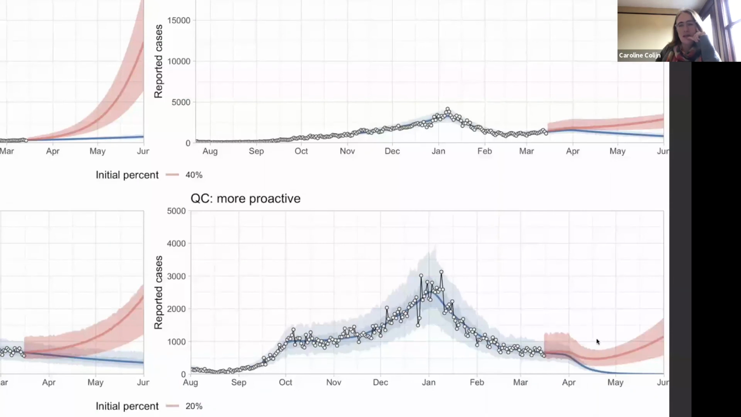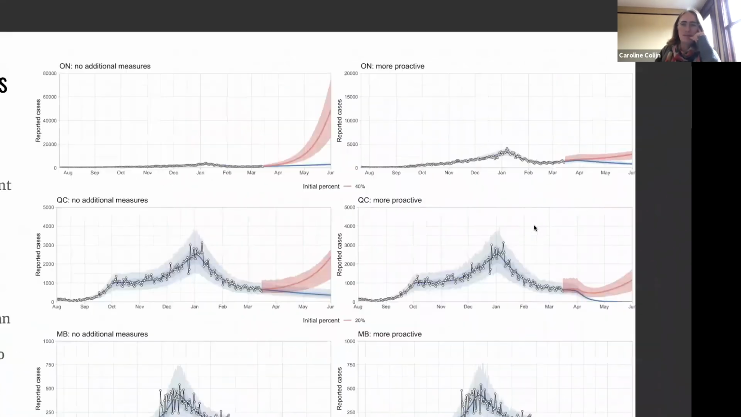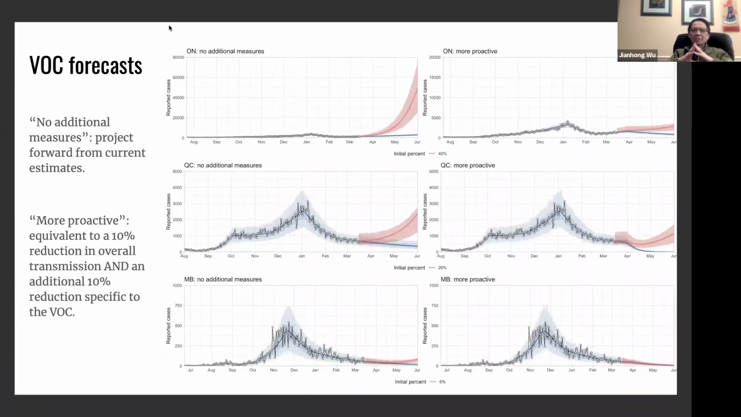Yeah, I think it's that Quebec was below the threshold and Ontario was just above it before the VOC was introduced. So that's going to be driving that change. Thank you. So is that saying that the decrease by 10% has a double effect? You're slowing down the replacement rate, and you also reduce the transmission of both. Yeah. So we have measures that impact all the COVID and then variant specific measures.